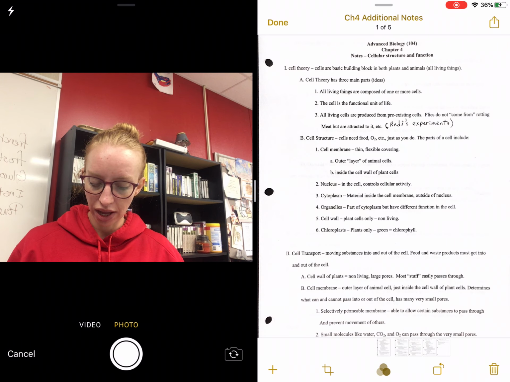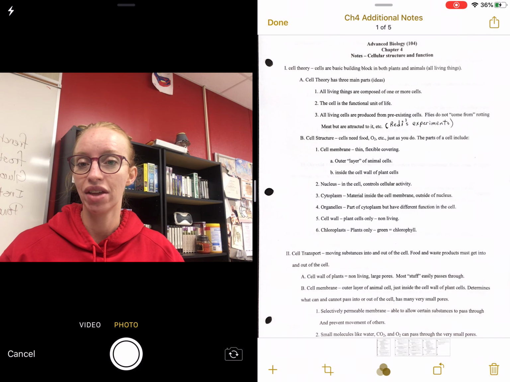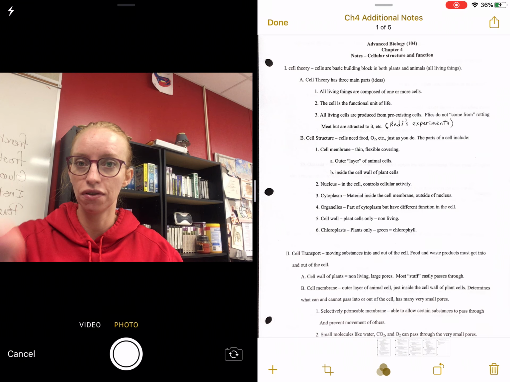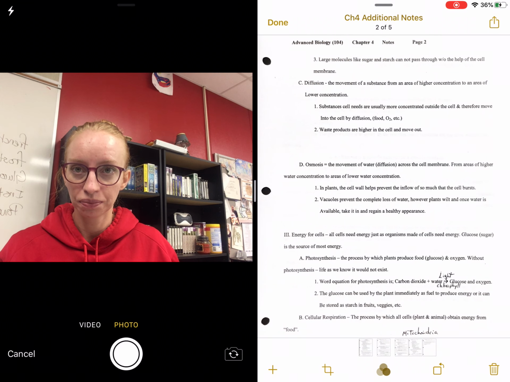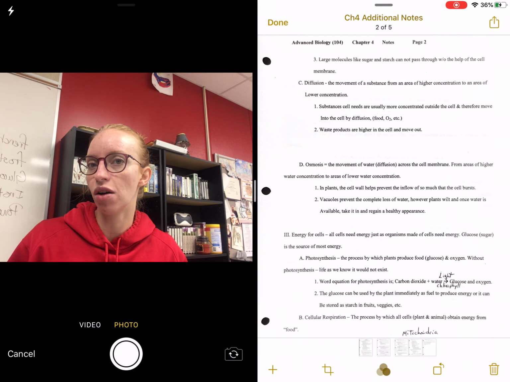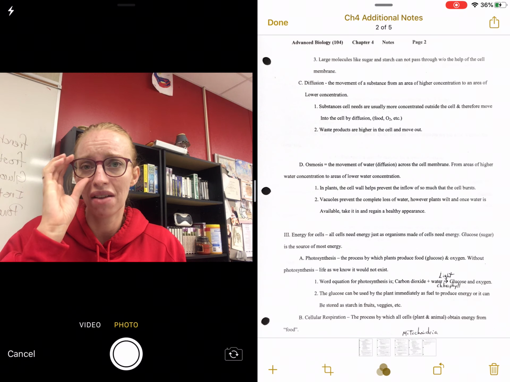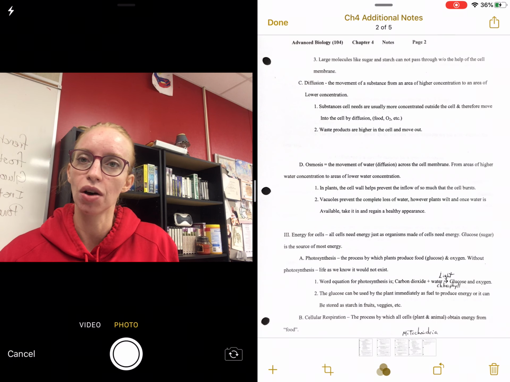Small molecules like carbon dioxide and water can pass through the phospholipids, but water has to go through a pore, and they do that through osmosis and diffusion. Large molecules like sugar and starch cannot pass through without the help of the cell membrane. Water can't either. It has to have a special protein called an aquaporin.